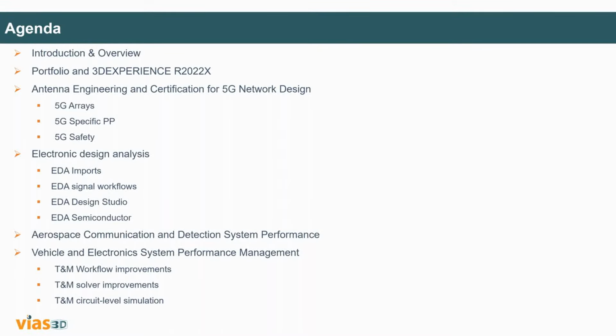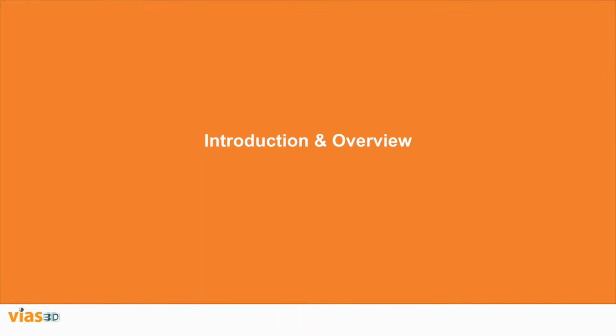So the first will be antenna engineering and certification for 5G network design. The second one will be more on semiconductor and electronic design analysis, the EDA segment. Then the next will be more on the aerospace and defense section, where it will be aerospace communication and detection system performance. And the final one will be more on vehicle and electronic system performance management. So let's begin with introduction and overview.